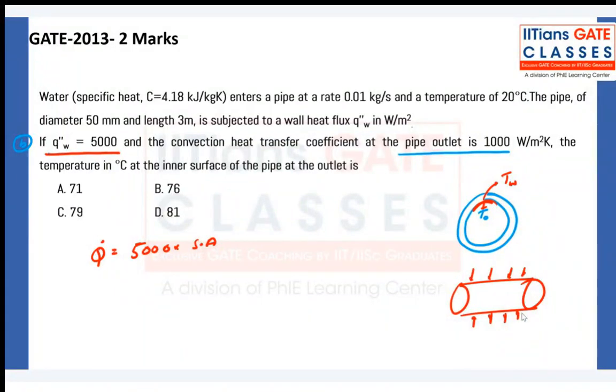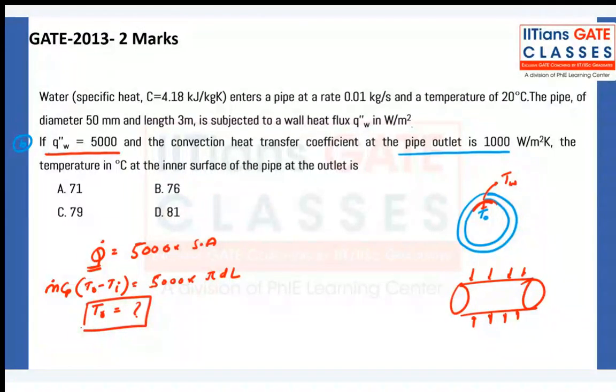And this heat is absorbed by water. So it will be the same: m dot Cp T out minus T in is equal to 5000 into surface area, which is pi d L. I know D, I know L, I know m dot, I know Cp. I can find out the bulk mean temperature of water, but that is not what they are asking. They are asking, tell me the pipe temperature. So tell me what is T naught? What is the water temperature at outlet? Bulk mean temperature.